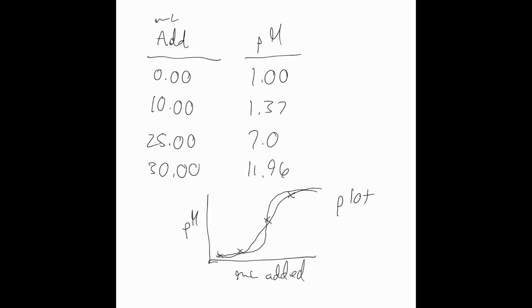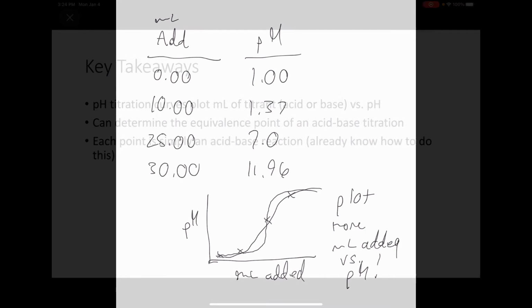So what we're going to do is we're going to calculate these and plot more milliliters added versus pH in class to make our titration curve.